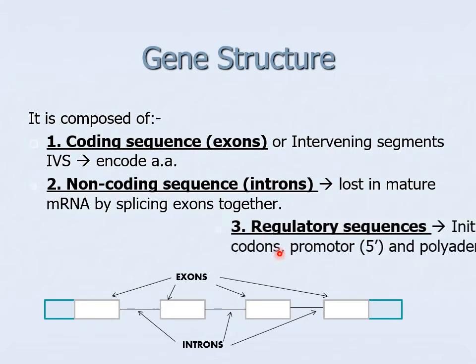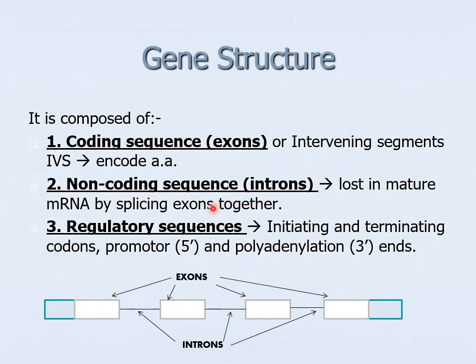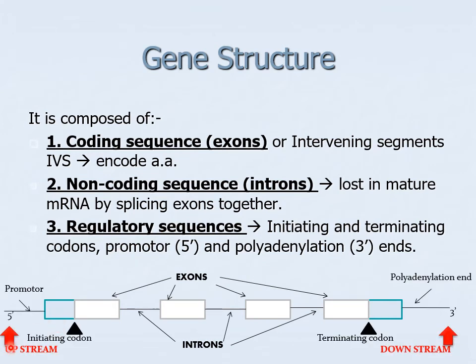And the last part of the gene is the regulatory sequence. It is the part at the start or the upstream, which is called the initiator or primer or priming codon. It starts at the upstream at the 5' end, and the downstream part of the gene is called the terminating or polyadenylation end of the gene.